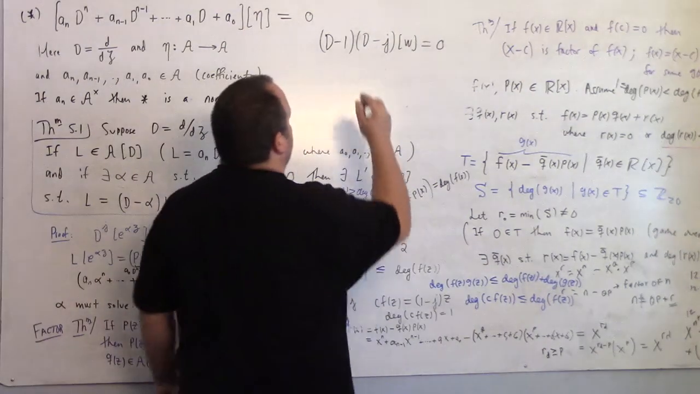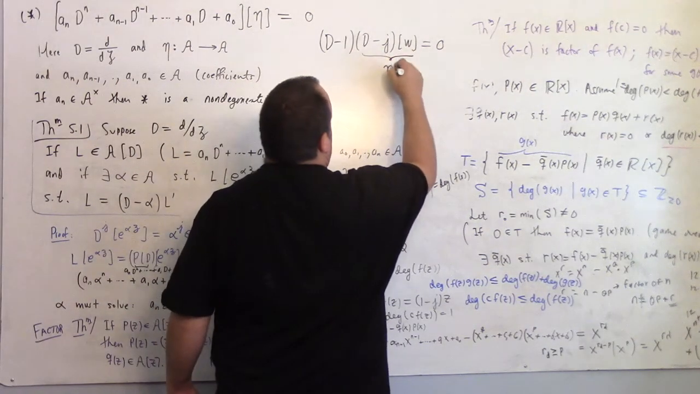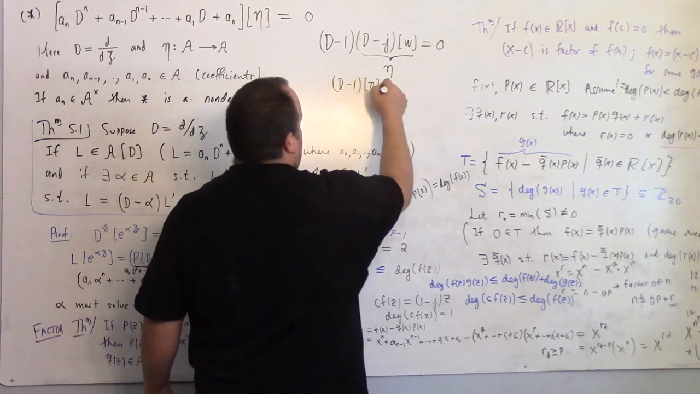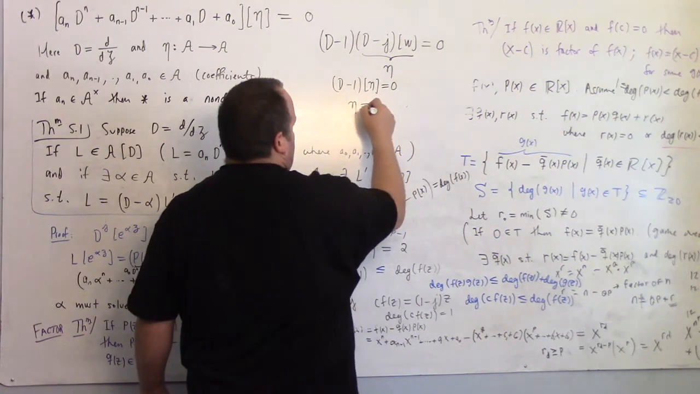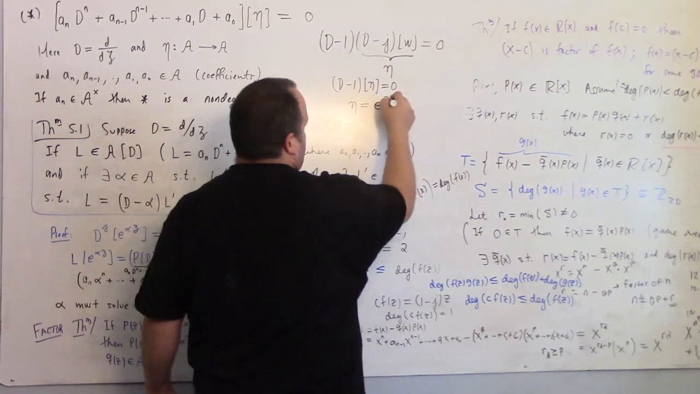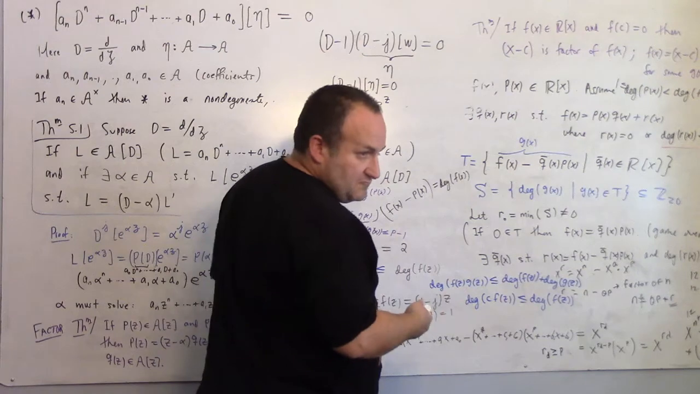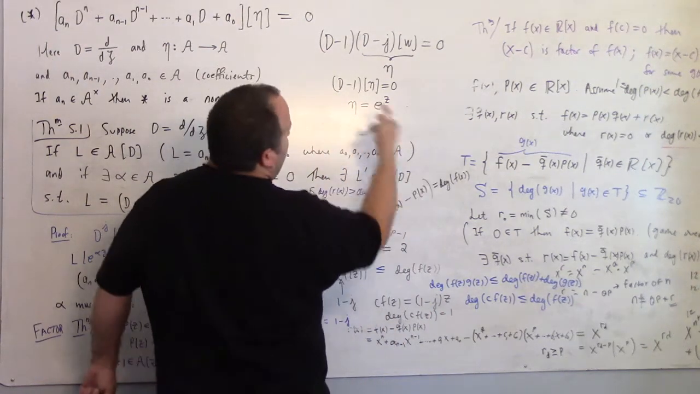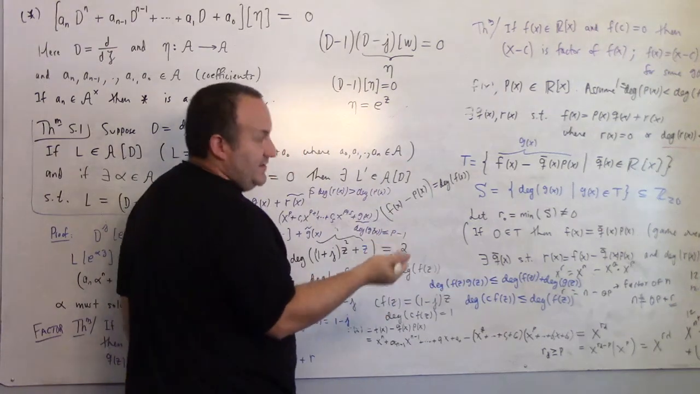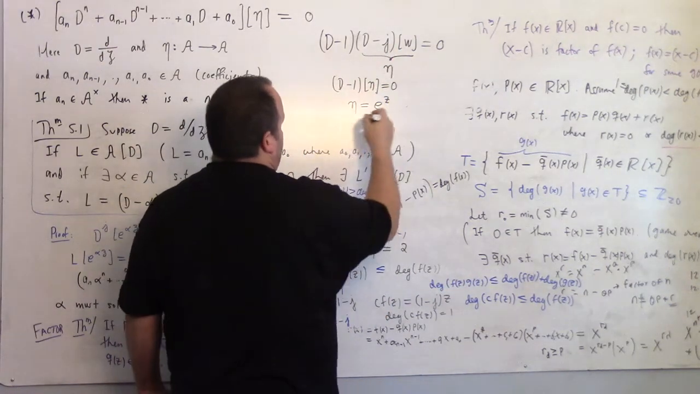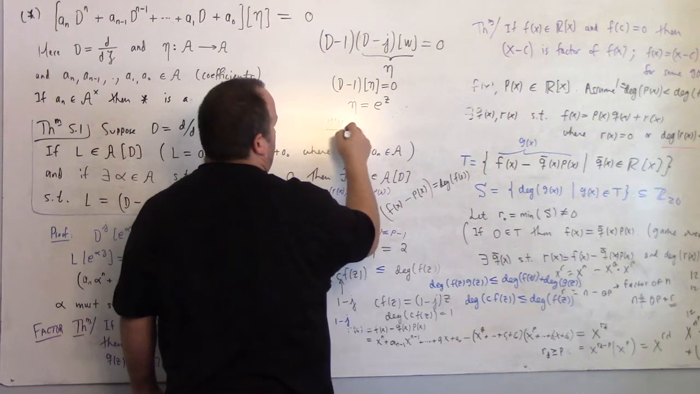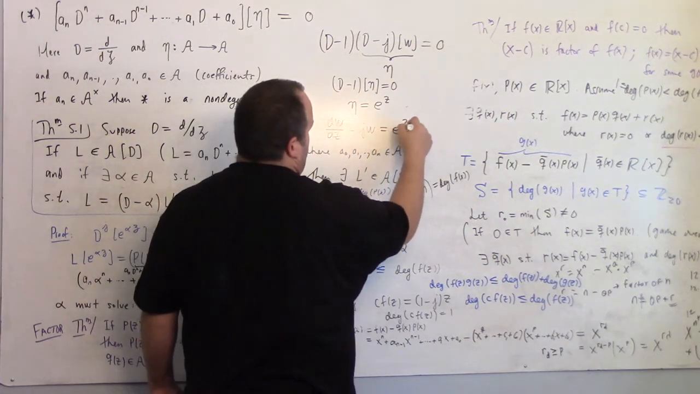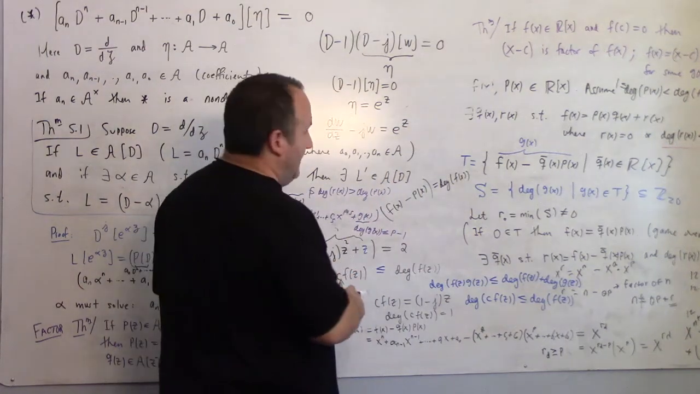I let this be eta. So I have (d minus 1) eta equals 0. How do you solve that? Well, eta equals e to the z. You can easily check that: the derivative of e to the z, e to the z minus e to the z, is 0. So then what we're faced with is dw/dz minus jw equal to e to the z. How do you solve that?